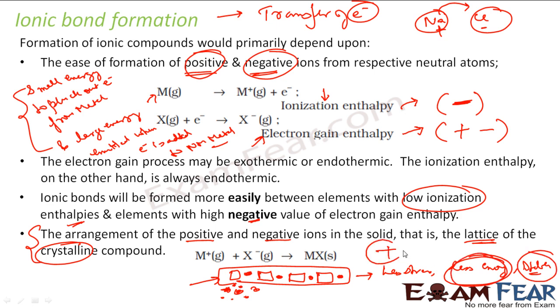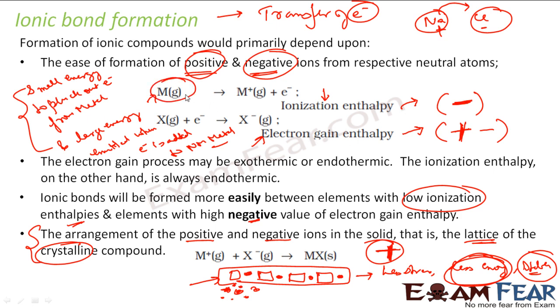So if it gives out energy, there's a plus sign here. If this gives some energy, these two can compensate for the negative energy. And if overall you have a positive value, that means it will form an ionic bond on its own. Hope you understand this.